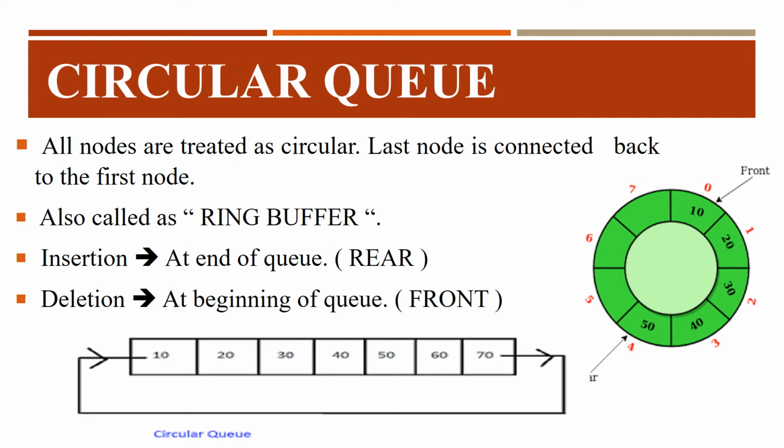What is circular queue? A circular queue is a linear data structure in which the operations are performed based on the FIFO principle and the last position is connected back to the first position to make a circle. Here all the nodes are treated as circular and the last node is connected back to the first node. It is also called a ring buffer. The insertion is performed at the end of the queue and the deletion is performed at the beginning of the queue. The graphical representation of circular queue is given in the picture.